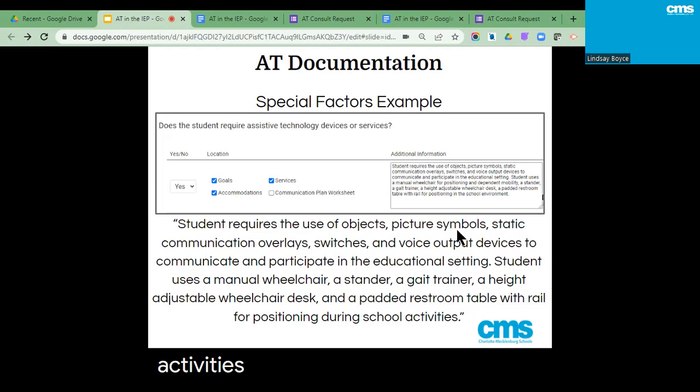This gives the person working with the student or receiving the IEP a really nice picture of how to best support the student without naming a specific stander or a specific gait trainer or a specific switch, so that those items can change as the student changes and needs change.